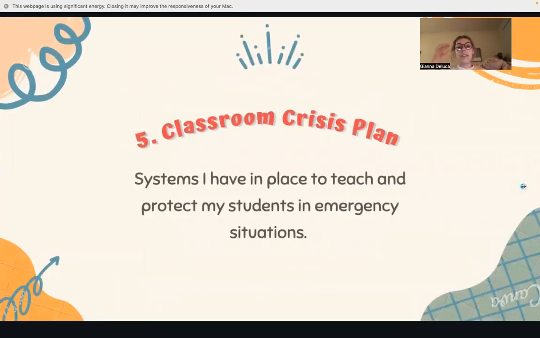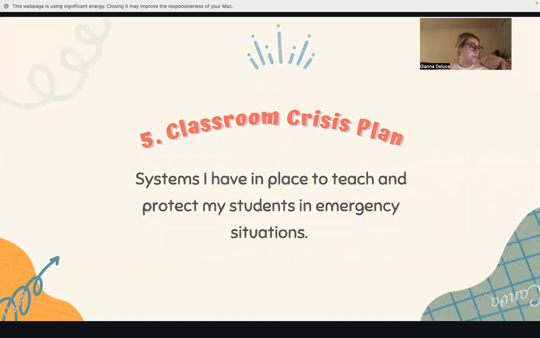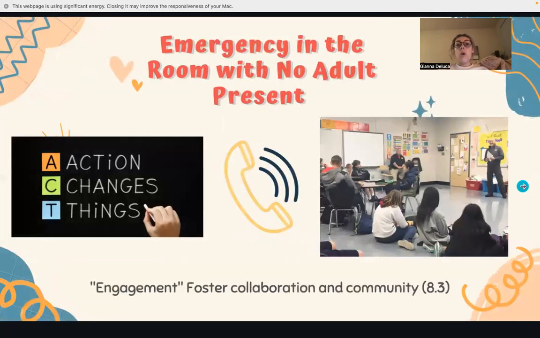Then we have our classroom crisis plan. This is systems I have in place to teach and protect my students in emergency situations. So first, what are my students going to do if there is an emergency and there is no adult in the room? This is something we will go over with the students. Maybe if the teacher uses the bathroom or steps out for a second and there's an emergency with a kid, someone faints, there's a medical emergency, maybe the teacher faints, the students need to know what to do and where to go. They need to work together as a community to solve the issue at hand the best they can.